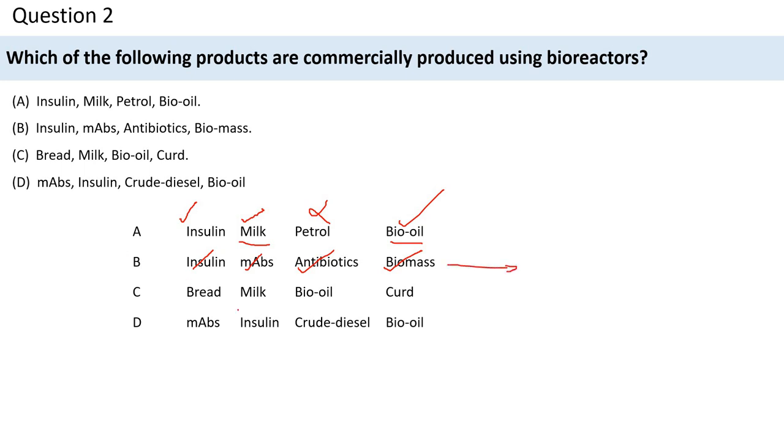We'll check options C and D as well. Bread is not produced using bioreactors. Milk proteins can be produced using bioreactors, as can bio oil, and curdling proteins like casein, but not curd. Moving on to option D: yes, MABs are produced, insulin is produced, but not crude diesel. If it's biodiesel, yes, the answer is right, and yes, bio oil. So out of these four, what is the right option? B is the right option.